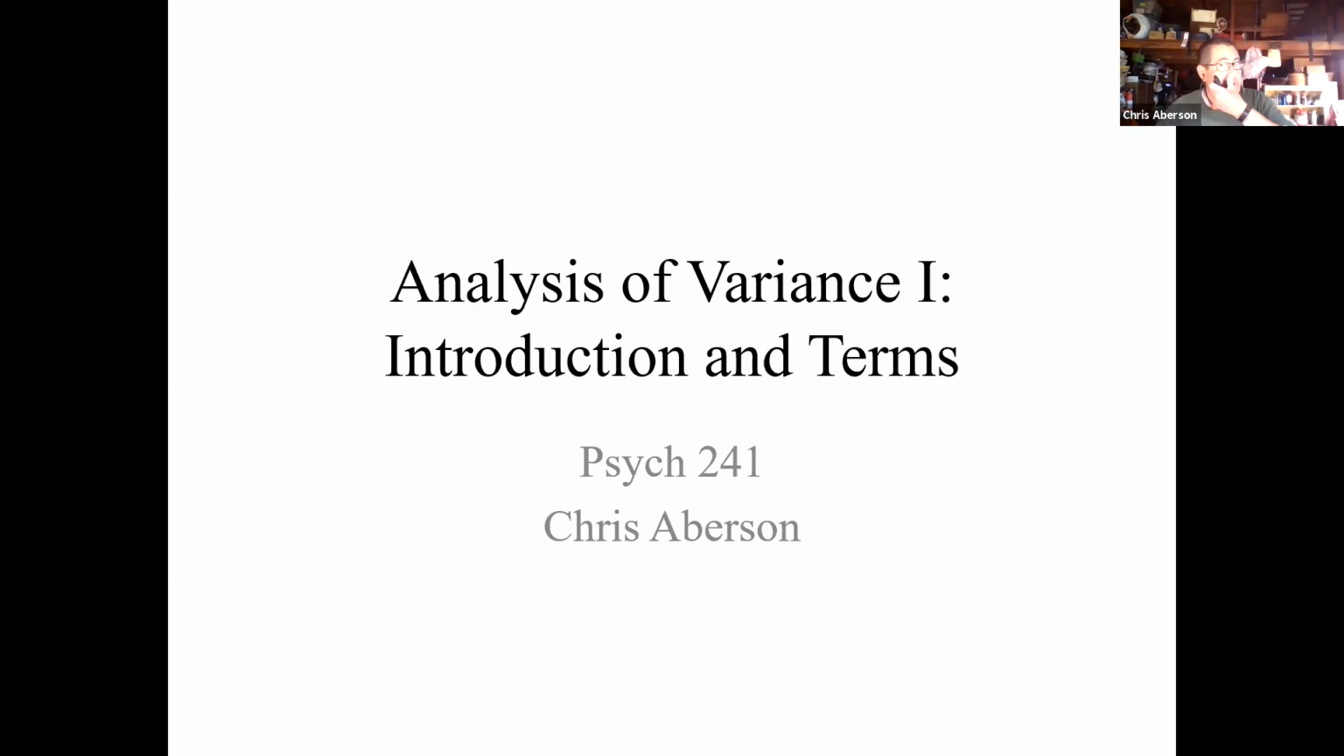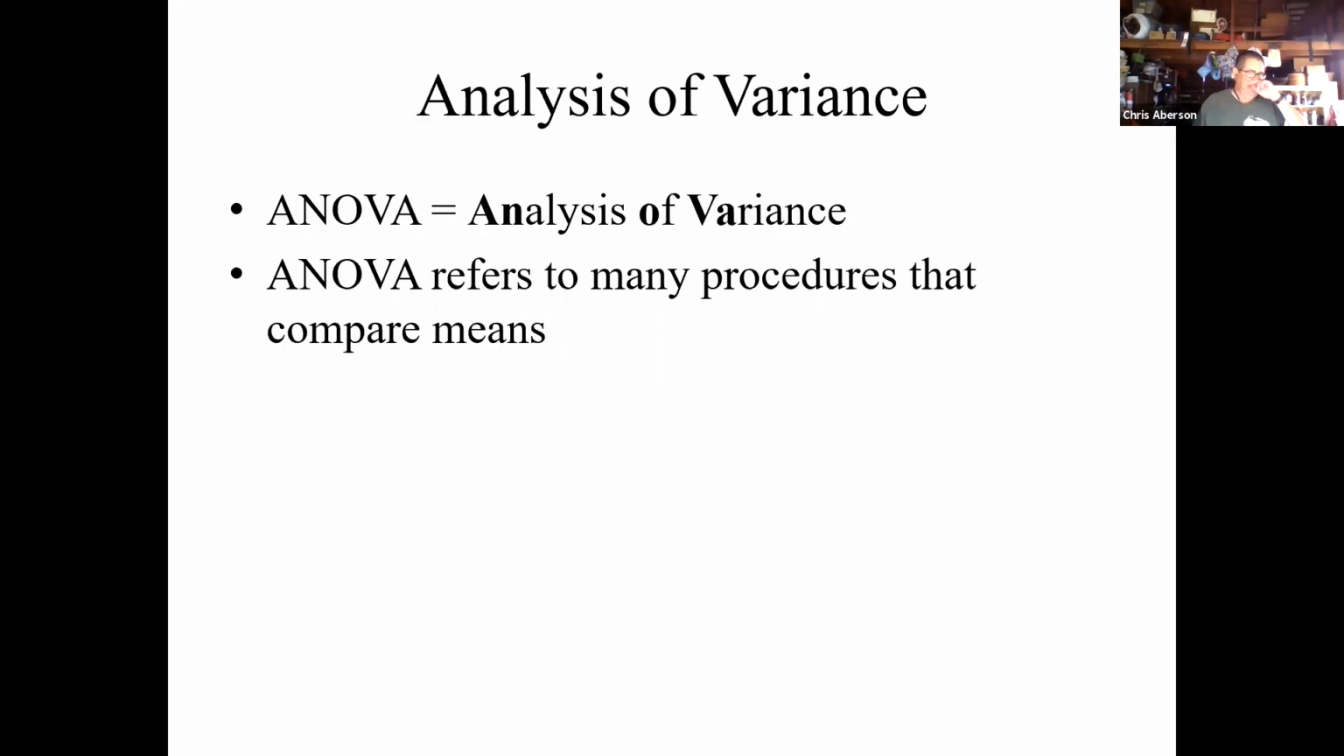Very, very widely used, so much so that our department offers an entire 400 and 500 level course called Analysis of Variance, which is a very common thing for most schools to have. All right, what is analysis of variance? Well, the abbreviation is ANOVA for analysis of variance, just comes from the name there. ANOVA actually refers to not one single procedure, but it's really many procedures. And what we're talking about are procedures that, like the t-test, compare means.